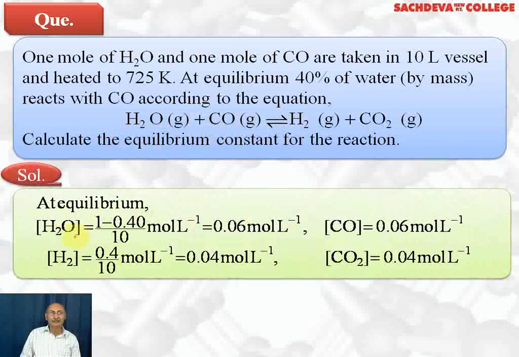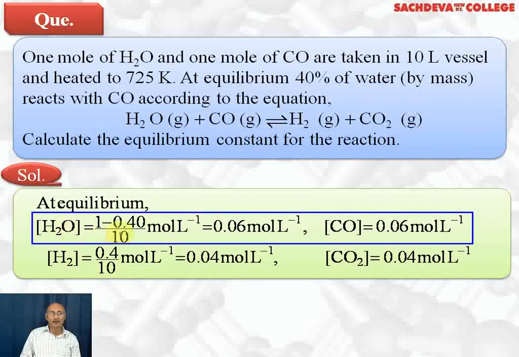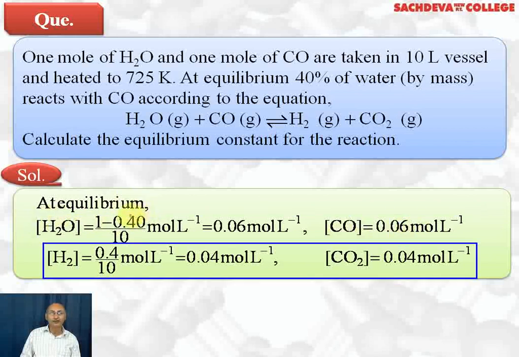At equilibrium, the concentration of water is (1 minus 40%, that is 1 minus 0.4) divided by 10 moles per liter. So the concentration comes out to be 0.06 moles per liter. Carbon monoxide in the same manner will be equal to 0.06 moles per liter. Now 0.04 moles of water has reacted with 0.04 mole of carbon monoxide.